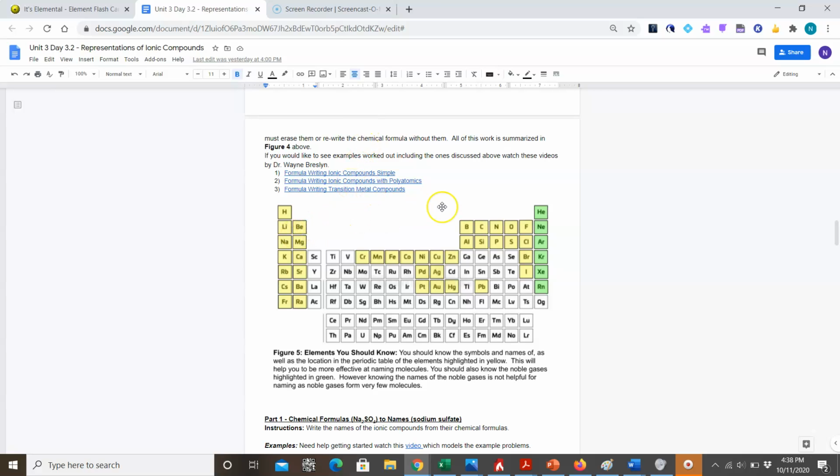The ones in yellow are helpful for naming ionic compounds and also covalent compounds. The ones in green are the noble gases, which you also need to know in general. So how do you use this site for that?